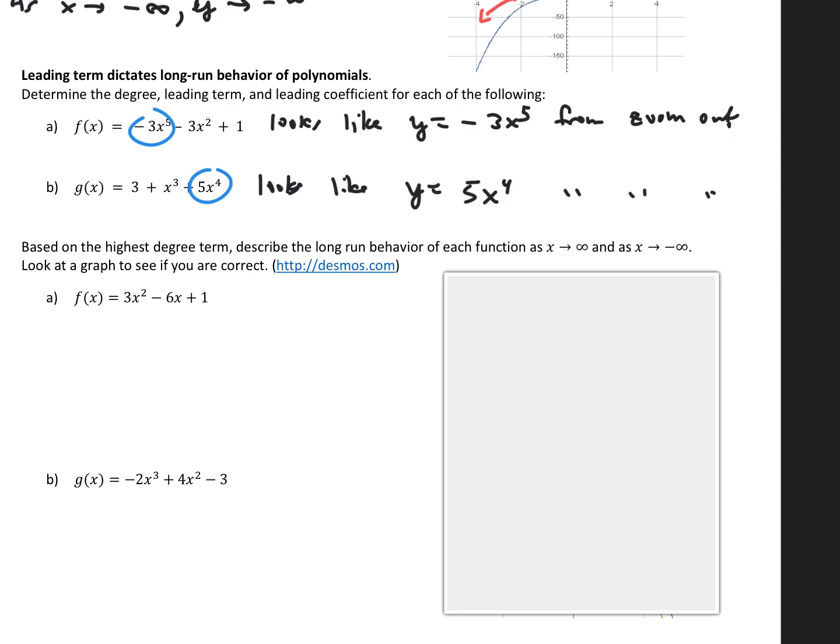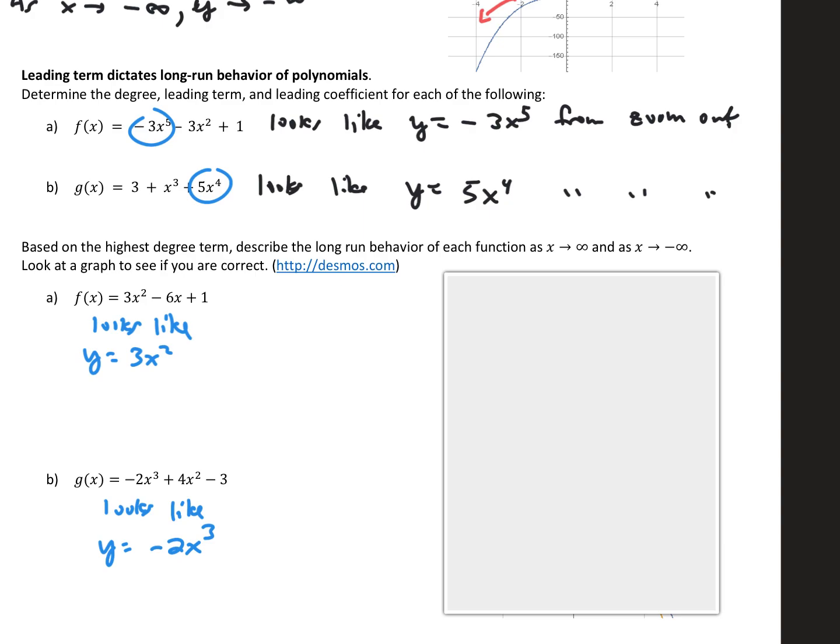So what do I mean by looks like? Well, I have some pictures here to show you. The graph of f of x equals 3x squared minus 6x plus 1, I'm saying from far enough away, it looks like just y equals 3x squared. That's its highest degree term. And I'm saying that this polynomial looks like y equals minus 2x cubed, since that's its highest term.